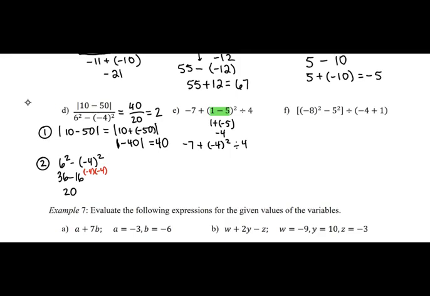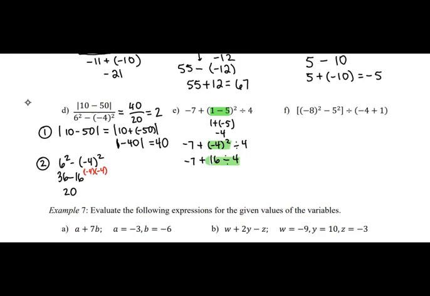So my next step is squaring the negative 4. Negative 4 squared means negative 4 times negative 4. So you have negative 7 plus 16 divided by 4. My next step is division. 16 divided by 4 is 4. So I have negative 7 plus 4.